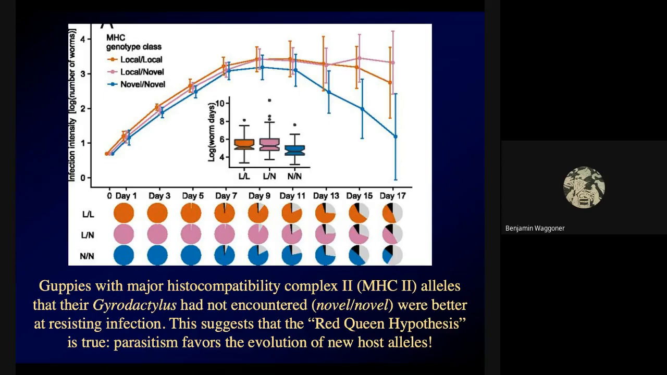And that actually suggests that the Red Queen hypothesis is true, that genetic diversity is one way to resist parasites. If you give parasites alleles that they've never encountered before, they're not as good at infecting you.